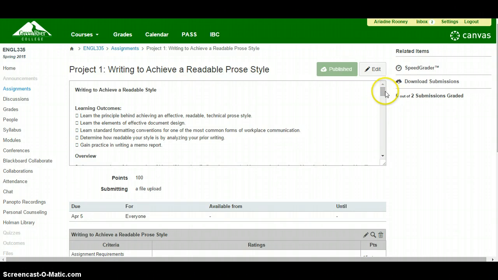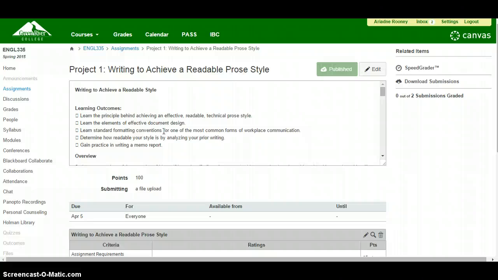So I'm going to go over this actual assignment. It's tedious to go through the whole thing, but I want to address some things on the way. So this is project number 1, writing to achieve a readable prose style. The learning outcomes, or what I want you to know by the time you're done with this, is I want you to learn the principle behind achieving an effective, readable, technical prose style.